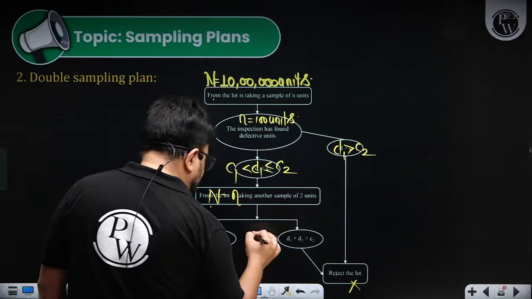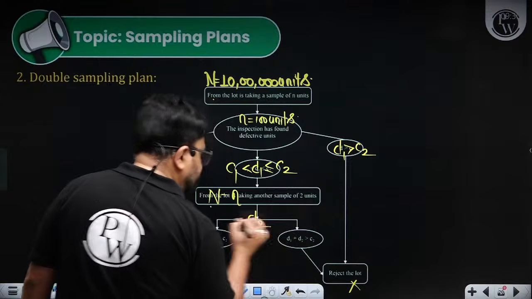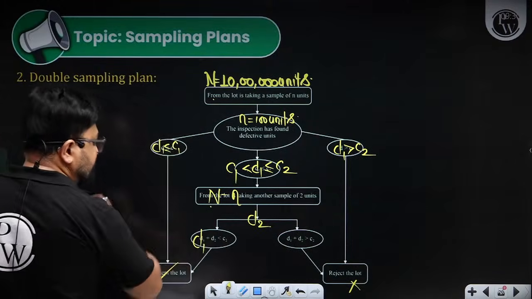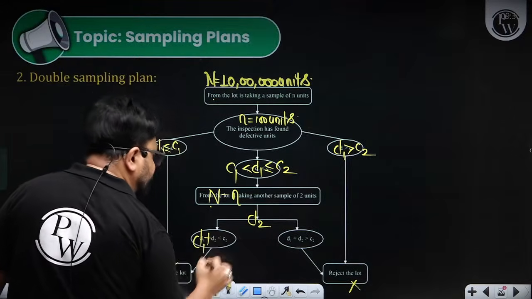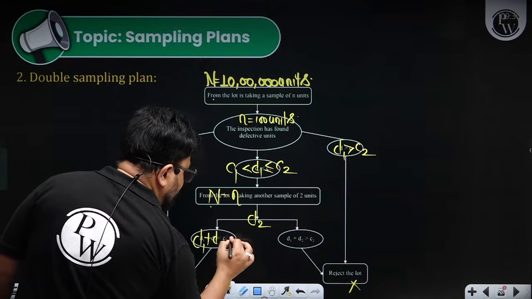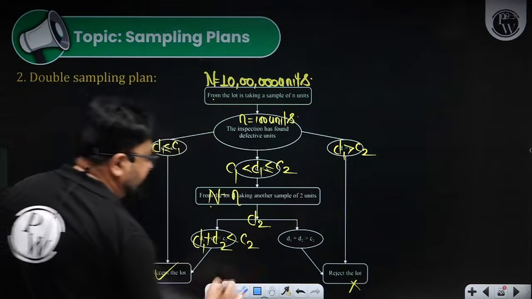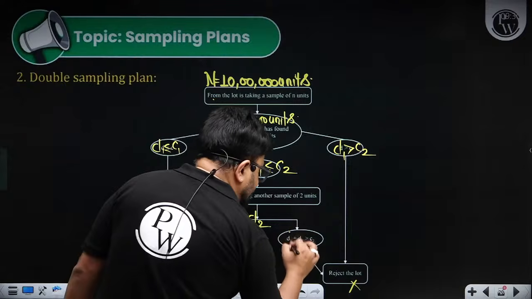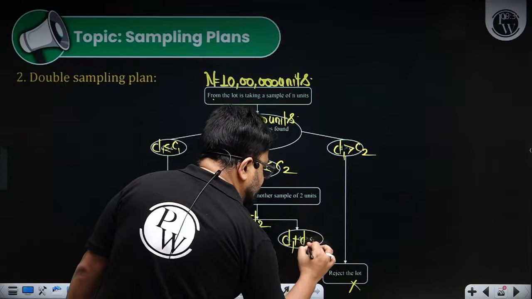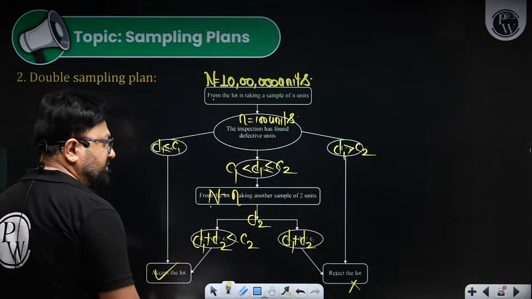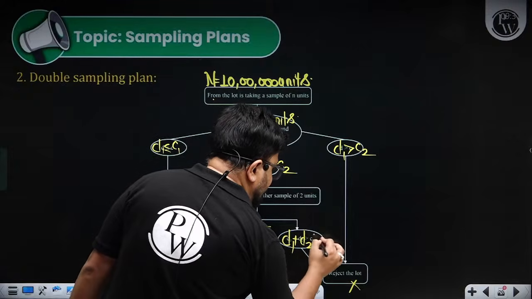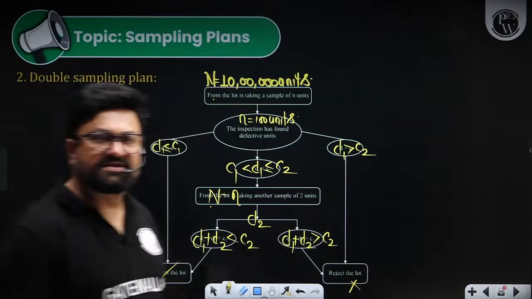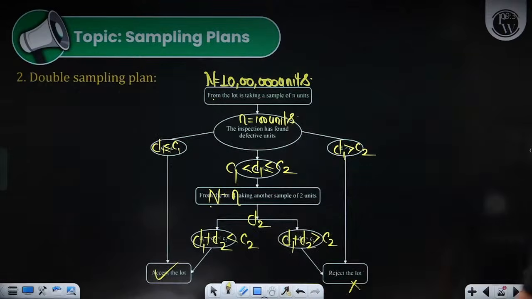If we find defects D2, and the previous defect D1 plus D2 is less than or equal to C2, that is the maximum acceptance number, then we accept the lot. If the previous defects plus the newly found defects in the rest of the lot is greater than the maximum acceptance number, then we reject the lot. So this is a double sampling plan.